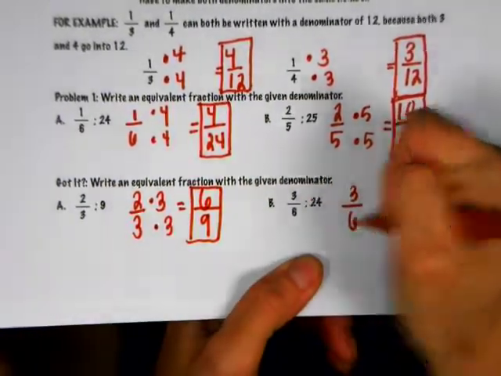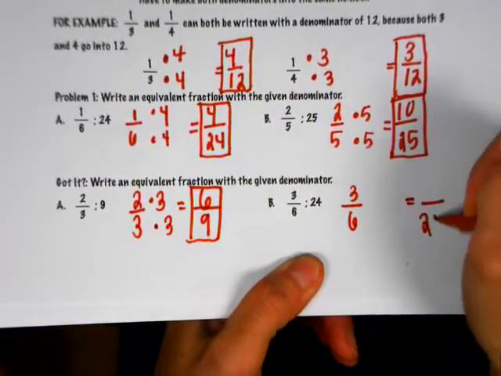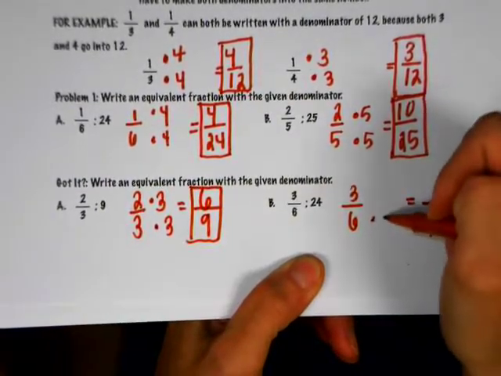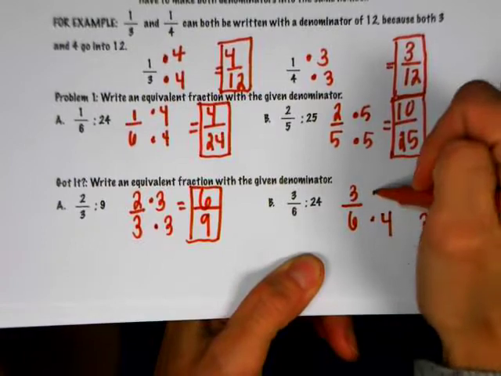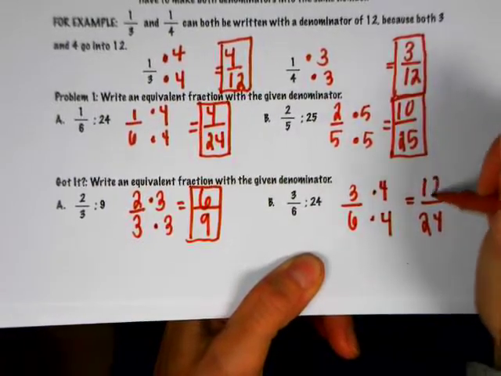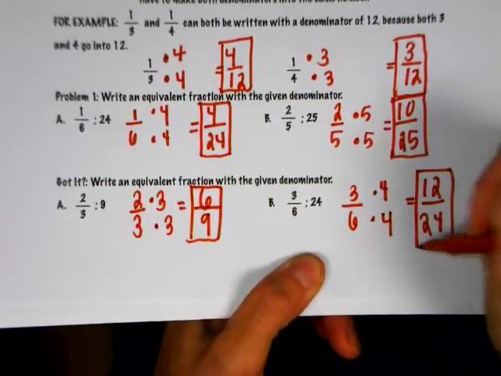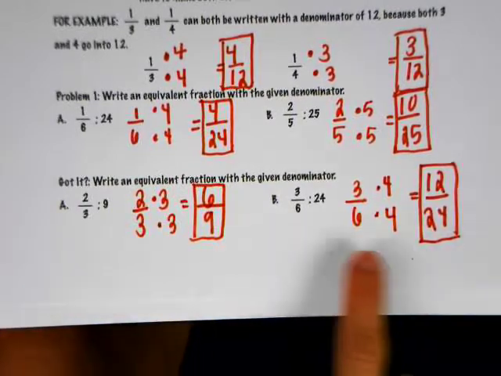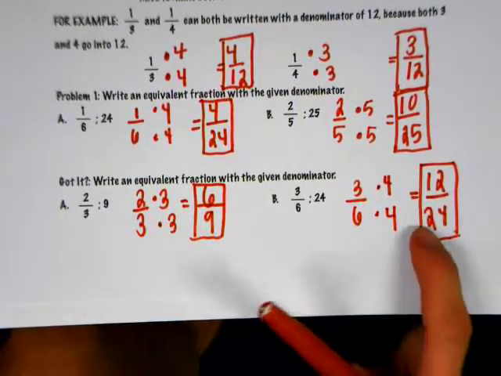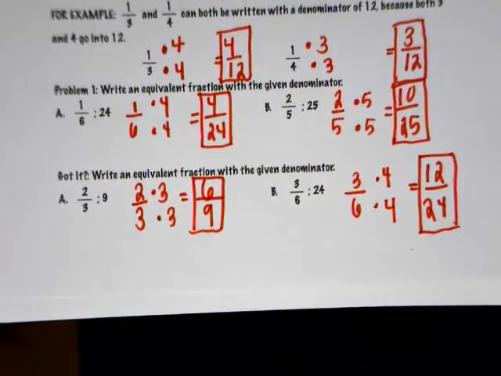And 3 over 6, and we want it to be out of 24. So what do you multiply 6 by? 4, yeah. And then 3 times 4 gives us 12. So see how 3/6 is like a half, right? And 12 over 24 is like a half. That's what makes them equivalent fractions. They still have the same ratio to each other, the same value, but they're just written differently. Okay?